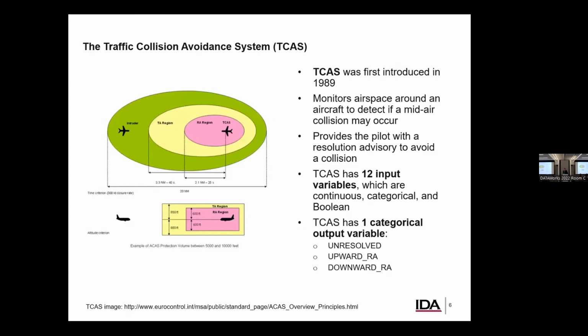We tested our approach on the traffic collision avoidance system, or TCAS system, that's on all commercial airplanes. What the TCAS program does is monitor the space around an aircraft and alert the pilot if it's at risk of a mid-air collision with another aircraft. Then it provides a resolution advisory to avoid a collision. The TCAS program has 12 input variables, which are a combination of continuous, categorical, and Boolean inputs. And it has one categorical output variable, which is either unresolved, upward resolution advisory, or downward resolution advisory.